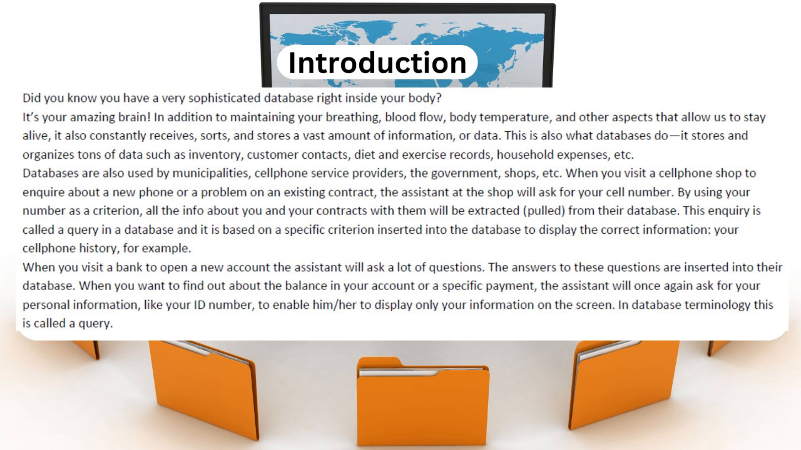When you visit a cell phone shop to inquire about a new phone or a problem on an existing contract, the assistant at the shop will ask for your cell number. By using your number as a criterion, all the info about you and your contracts with them will be extracted, pulled, from their database. This inquiry is called a query in a database, and it is based on a specific criterion inserted into the database to display the correct information. Your cell phone history, for example.